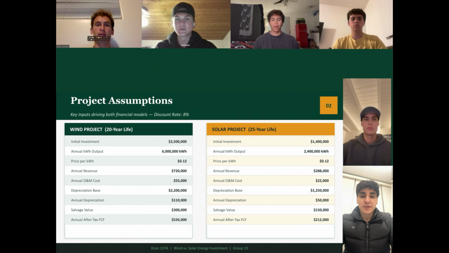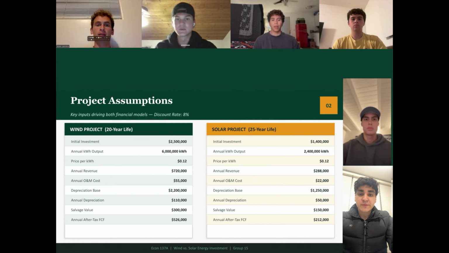Starting here with the fact pattern, a university is evaluating 2 mutually exclusive renewable energy investments, meaning only one can be chosen. Both projects sell electricity to the campus grid at 12 cents per kilowatt hour, and the university's required rate of return, the discount rate, is 8%.